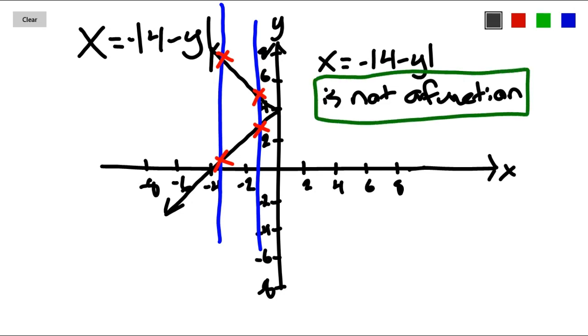So again, if you have more than one intersection with the vertical line, then it fails. And it only has to happen once. Only one vertical line that you draw through this thing, as long as it has more than one output, means the entire equation is not a function.